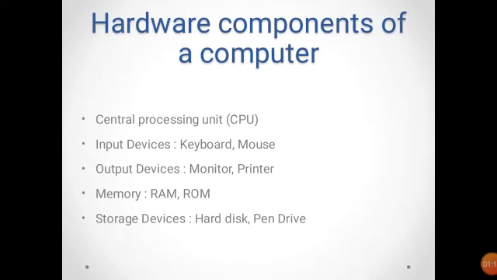Its main hardware components are the central processing unit, it is the brain of the computer, the input devices like keyboard and mouse, output devices, monitor and printer, its primary memory that is RAM and ROM, and secondary memory is the hard disk, pen drive, CDs, floppies, etc.